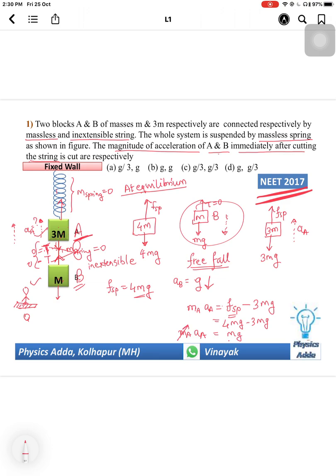So m_A into a_A. What is m_A? Mass of block A is 3m. So 3m into acceleration of A is equal to mg. Okay. So acceleration of block A will be what? g by 3, which will be acting upward. Okay. So the answer is what? Answer is this one, g by 3 and g. This is the right answer. Question number 1, answer is option A, g by 3 and g.